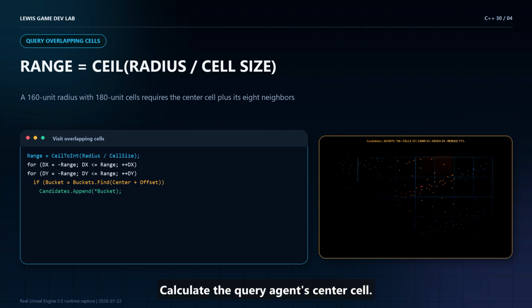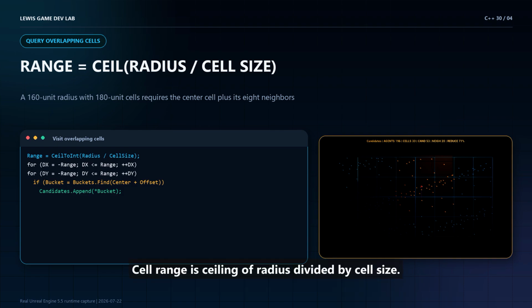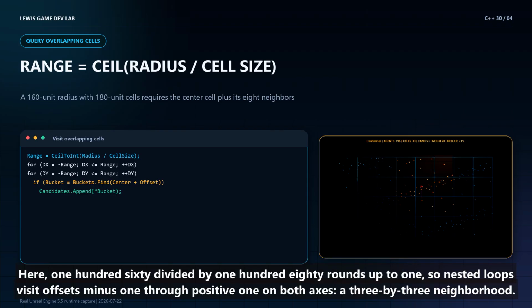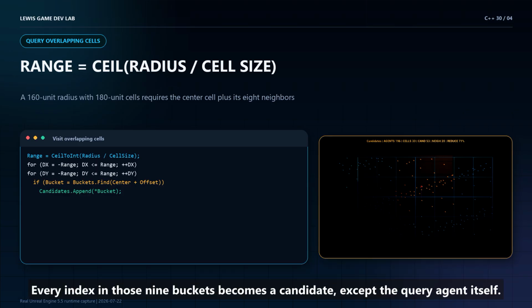Calculate the query agent's center cell. Cell range is ceiling of radius divided by cell size. Here, 160 divided by 180 rounds up to 1, so nested loops visit offsets -1 through +1 on both axes, a 3x3 neighborhood. Every index in those 9 buckets becomes a candidate, except the query agent itself.